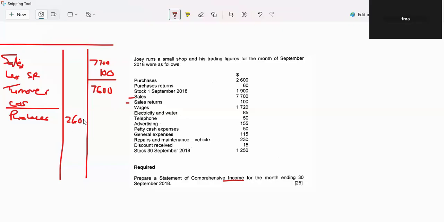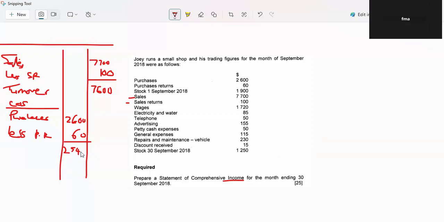Then we add if there are any carriage inwards, because they're part of purchases. They're not there. Then we list purchases returns. What do we get? 60. Subtract, it's 2,540. These are our net purchases.